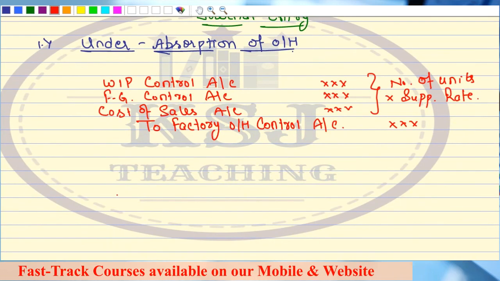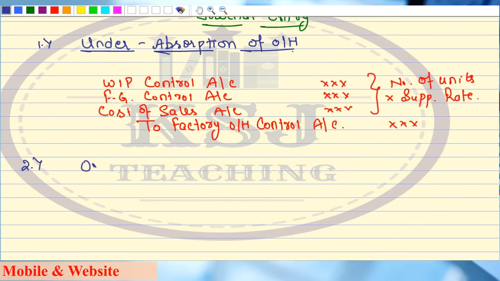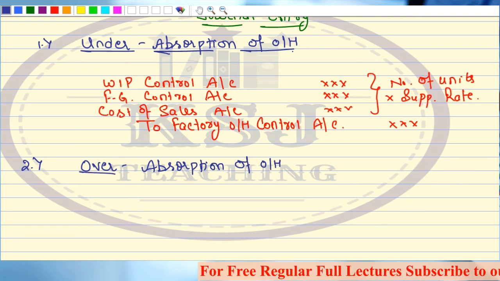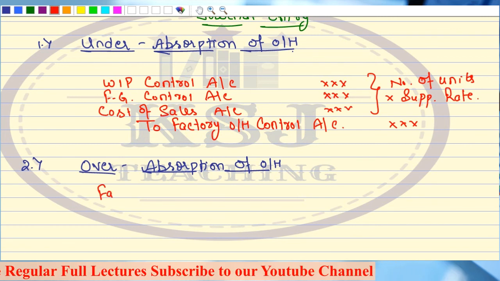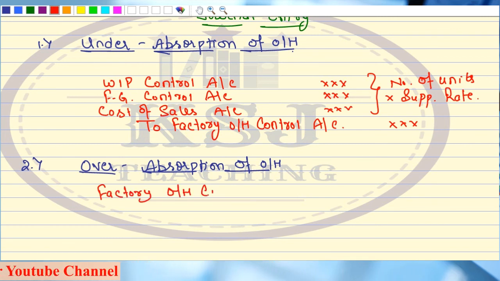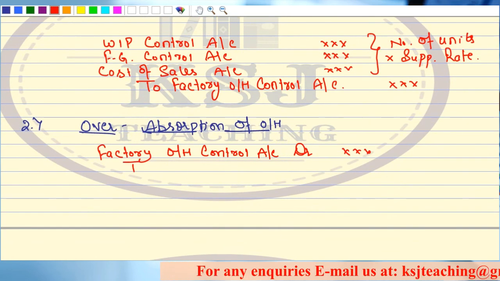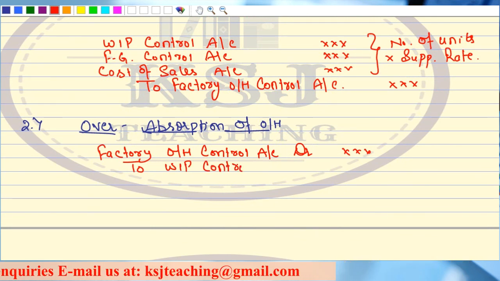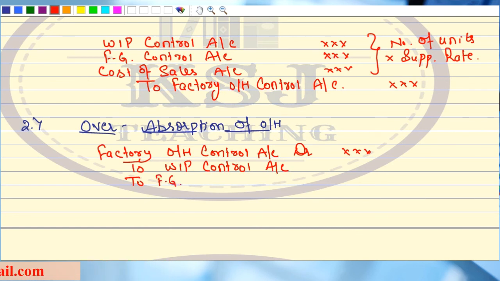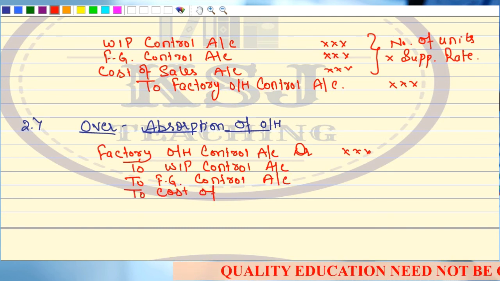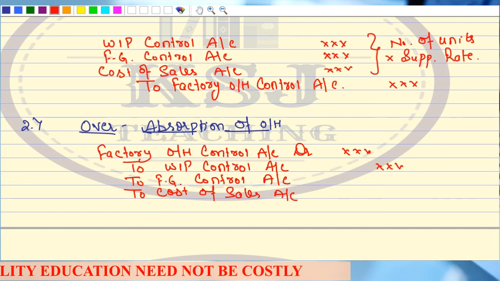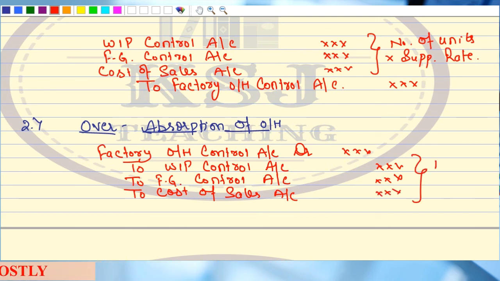Clear? Now the second case. In case of overabsorption of overheads, what will happen, sir? In case of overabsorption, we will debit the factory overheads control account with the full amount of under or over absorbed overheads, right? And in this case, we are going to credit all the three accounts: WIP control account, finished goods control account, and cost of sales account, right? The method remains the same. Number of units multiplied by supplementary rate.